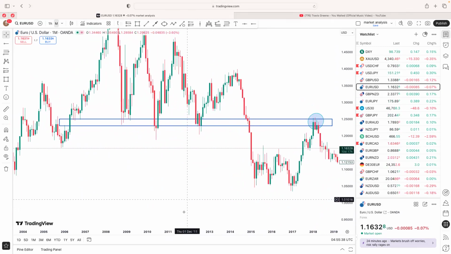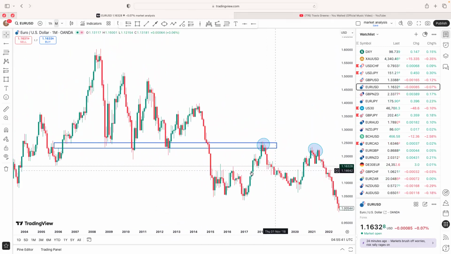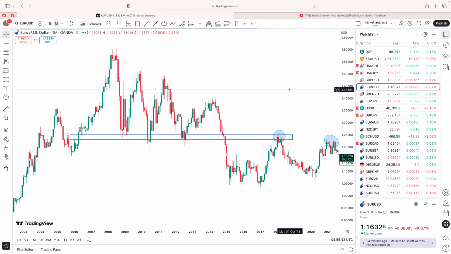So previously, the market has been doing what? Tapping to this area, creating a support area, but they were failing to break above these highs. So they had equal lows, and then above they were having some, what do you call this?